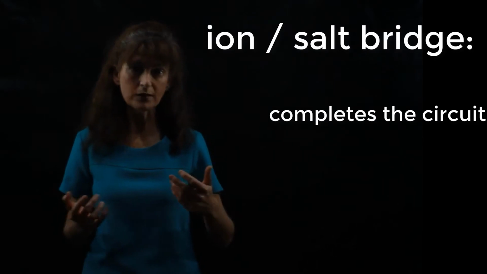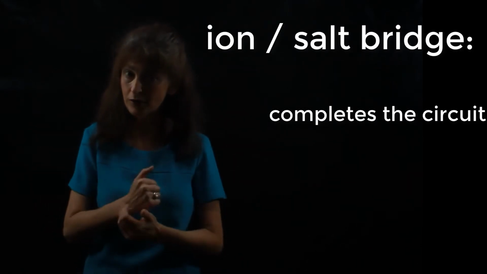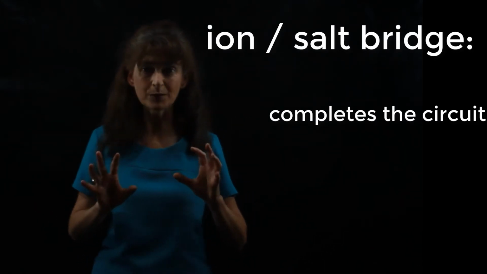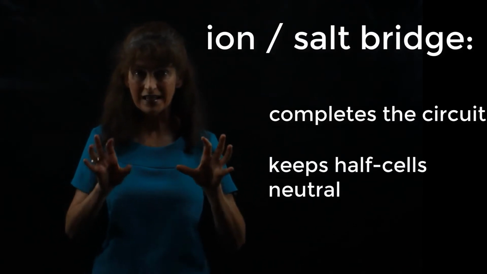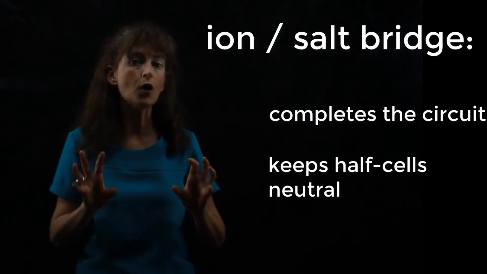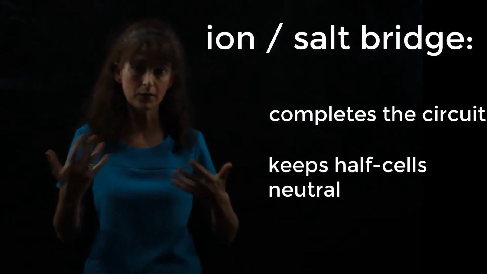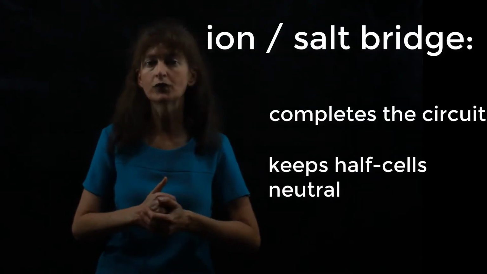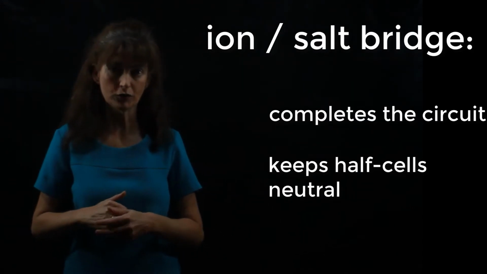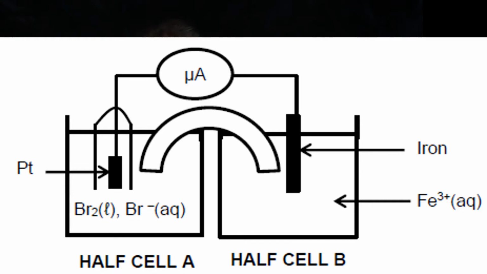And why is that important? Because otherwise we don't have a complete circuit, and also that helps to equalize the buildup of charge inside the two half cells, or reduce the buildup of charge, because it allows charges to move through the ion bridge to reduce that. Then let's look at the components of each of these half cells.